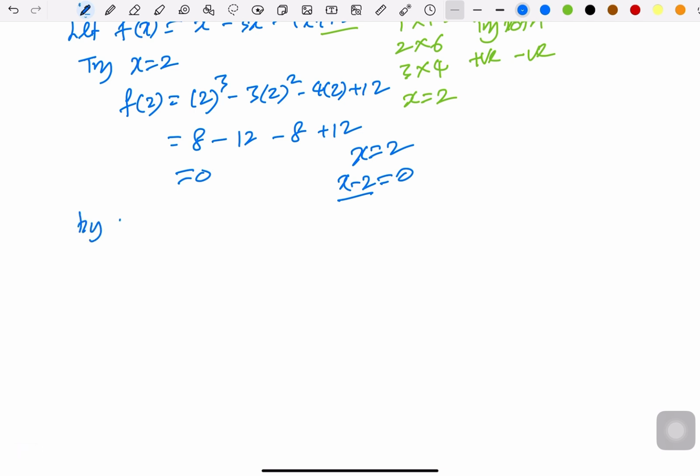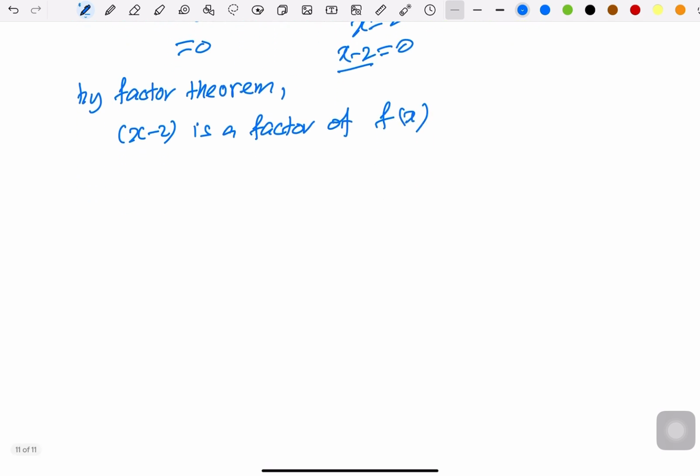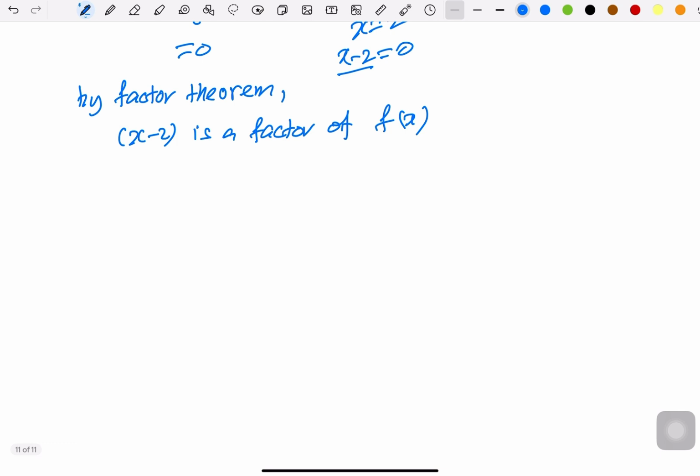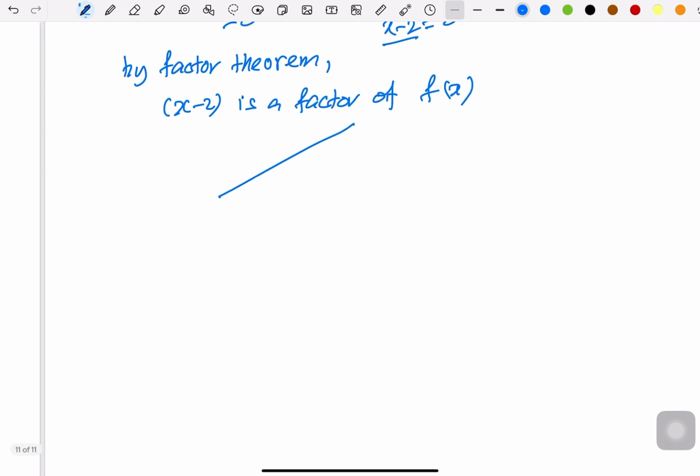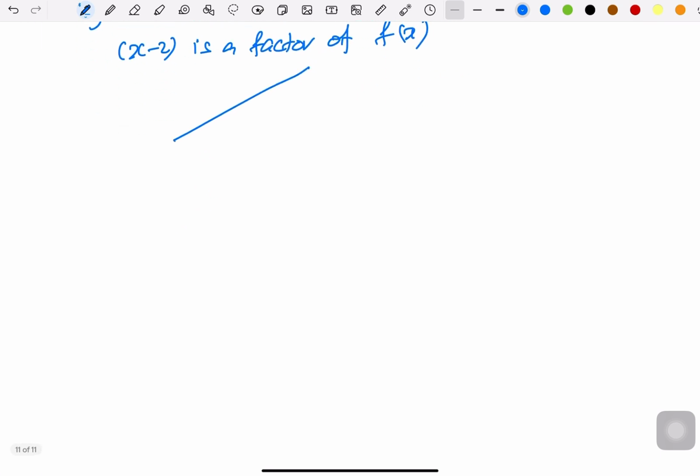So we write down, by factor theorem, x minus 2 is a factor of f(x). Okay, so now we found the first factor. Next we need to find the other two factors. There are two ways. One is the long division method. The second one, I'll go through later.